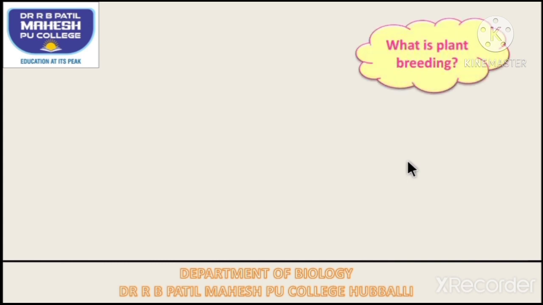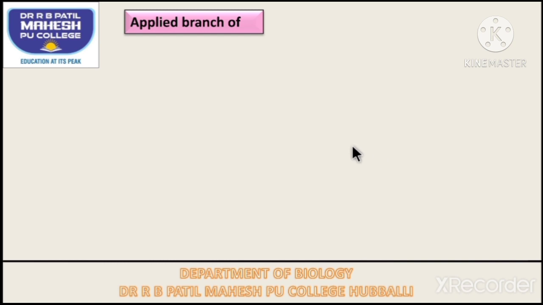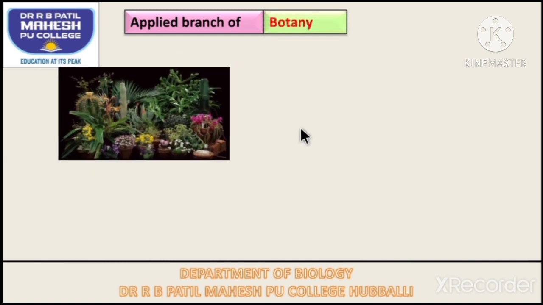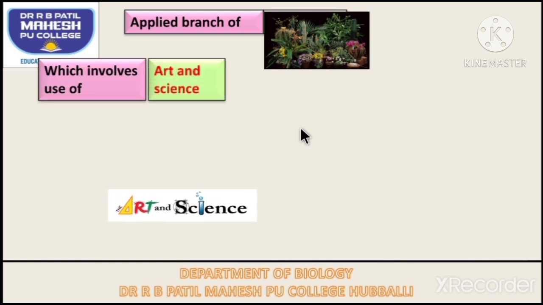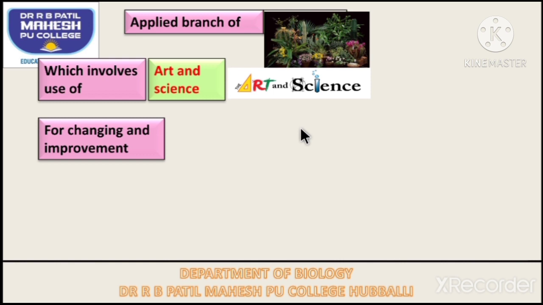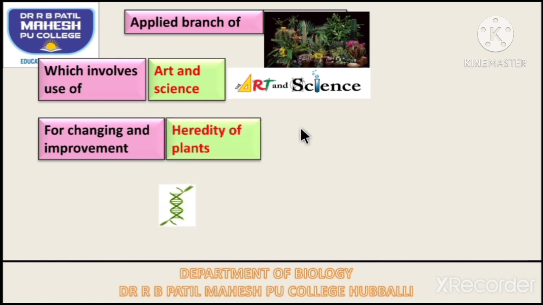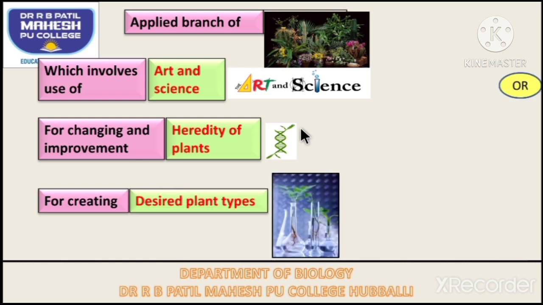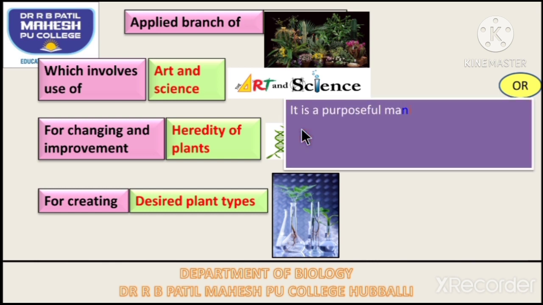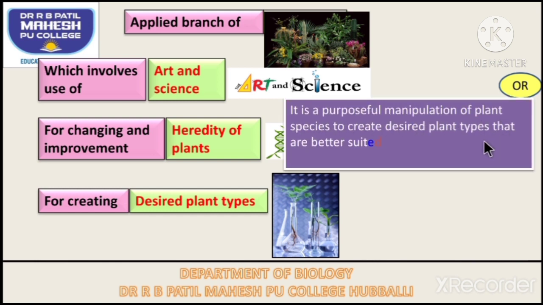And what is that actually? How can we define plant breeding? It is an applied branch of botany which involves the use of art and science in changing and improving the heredity of the plants, that is the genetical character, for creating desired plant types. Or we can write it as a purposeful manipulation of plant species to create desired plant types that are better suited for cultivation and give yield and disease resistance.